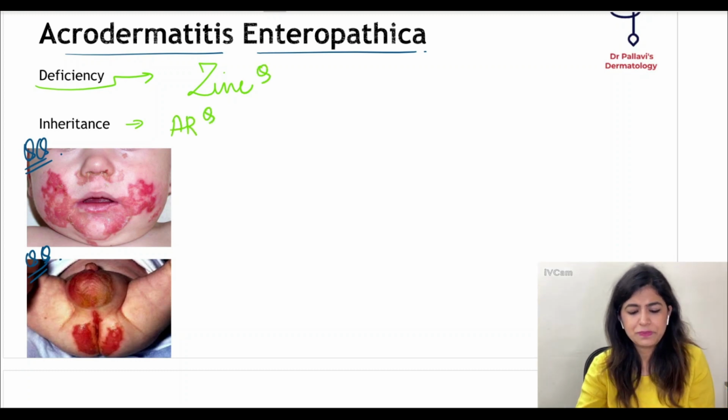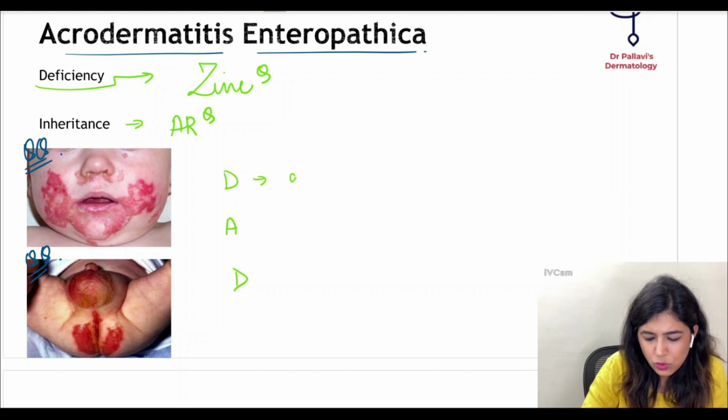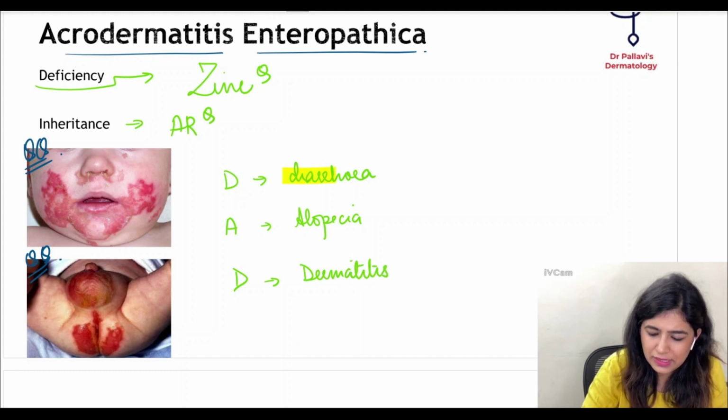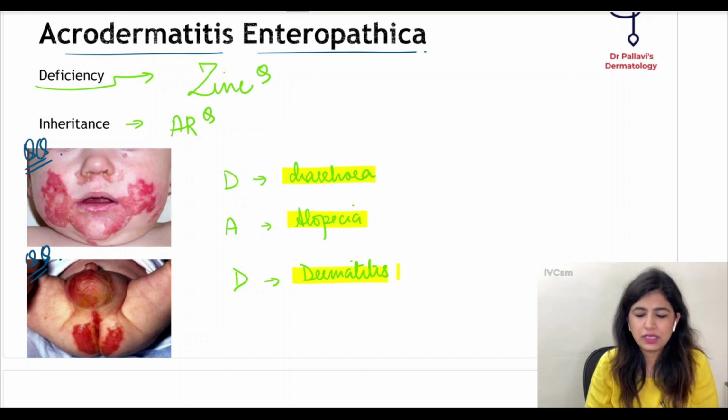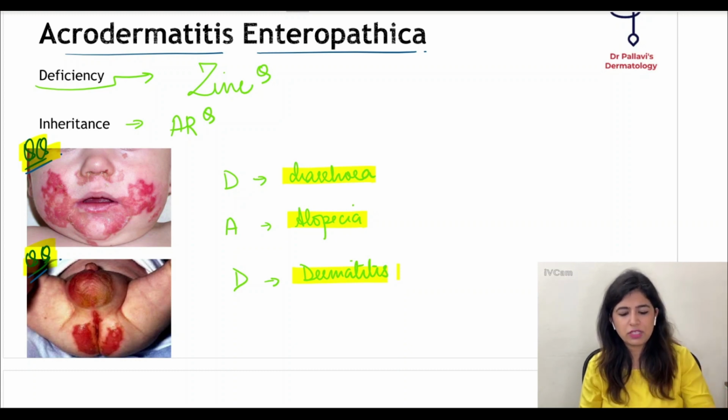autosomal recessive. Apart from the erosive lesions, we also remember the clinical features as a triad, DAD, D-A-D, which is D for diarrhea, A for alopecia, and D for dermatitis. So remember the triad of acrodermatitis enteropathica as diarrhea, alopecia, and dermatitis. Very important image-based questions because there are these erosive lesions which are present in the periorificial areas. The periorifices mean around the openings. Openings could be the mouth and the anal cavity.